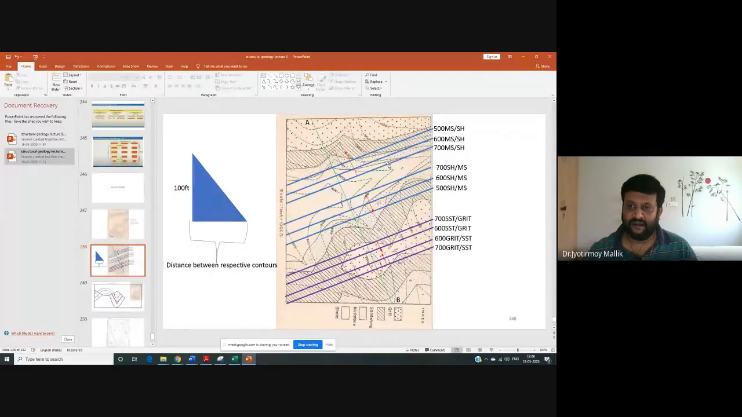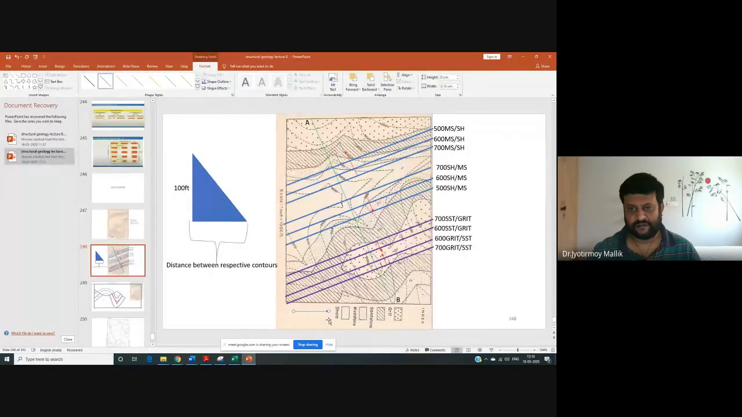But you can see here, this is 700, this is 600, this is 500 for the same bed boundary. So that means that the dip direction is towards, if this is north, then this is around southwest, right?